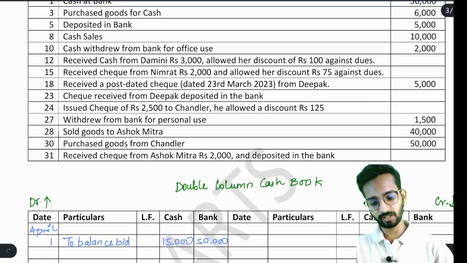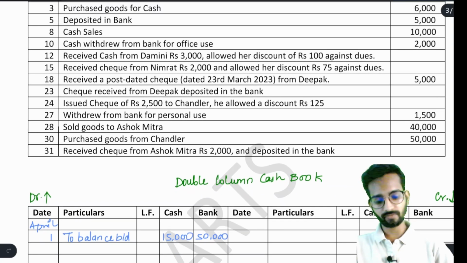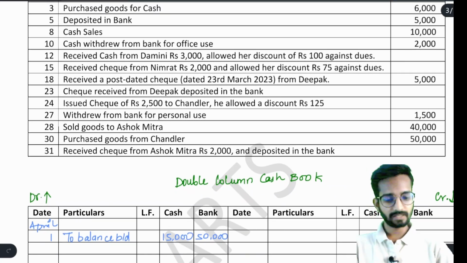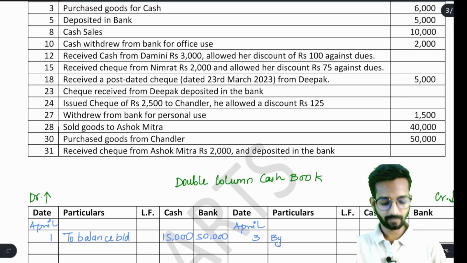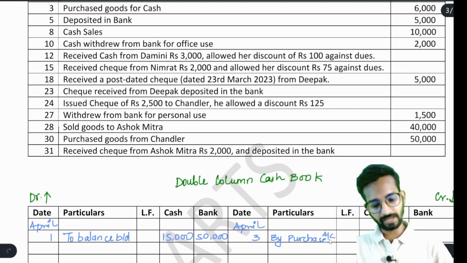Now moving to the third part, we have purchased goods for cash. How much rupees? 6,000 rupees. If I have purchased goods for cash, it means my cash balance reduced. I will write here on April 3, purchased goods for cash. So I will write here by purchase account. I have given cash 6,000 rupees. No change in bank account.